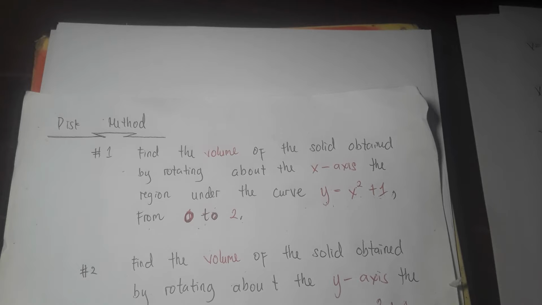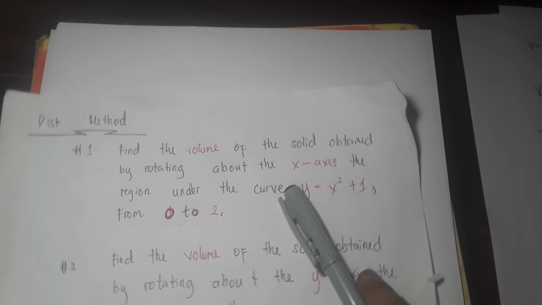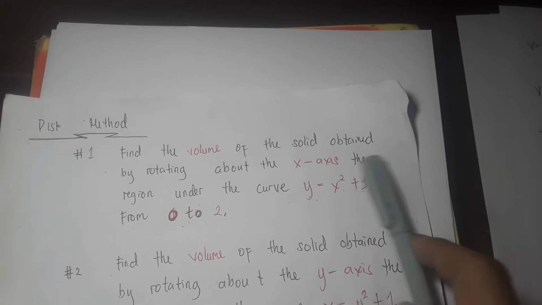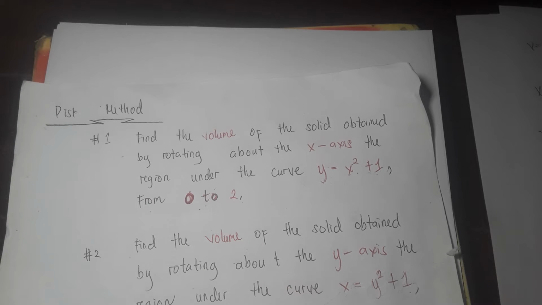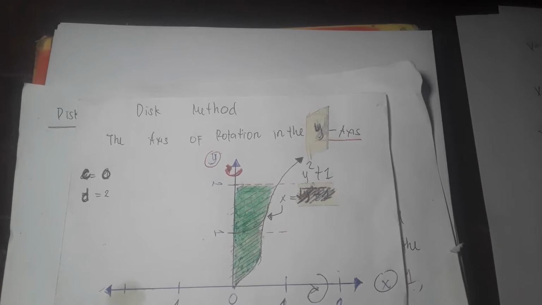Let's move to the exercises about the disk method problem. Find the volume of the solid obtained by rotating about the x-axis. Take note, rotating about the x-axis. The region under the curve y equals x squared plus 1, over the interval from 0 to 2. So let's have a graph of this case.